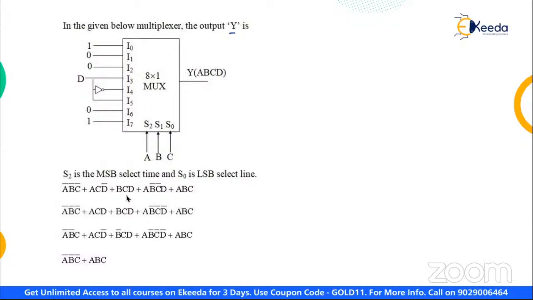I'm sure that everybody who is watching this video knows very well how to get the equation for a given multiplexer. If you don't know, please concentrate. Let me explain how to get the equation for the given multiplexer. Very easy. Look at this. For example, let's say it is a 4:1 multiplexer. It means it has a total of 4 inputs and 2 select lines. Let me call those select lines S1, S0, and let us say the output is Y.